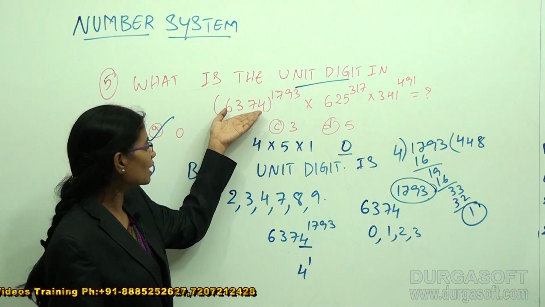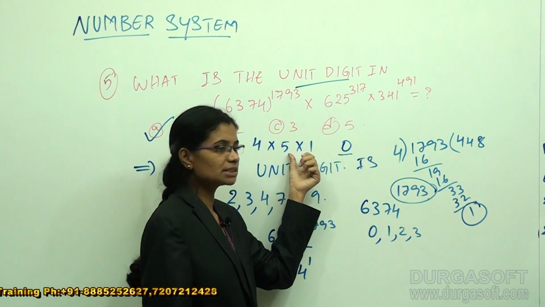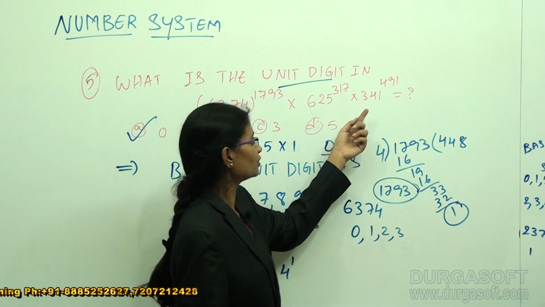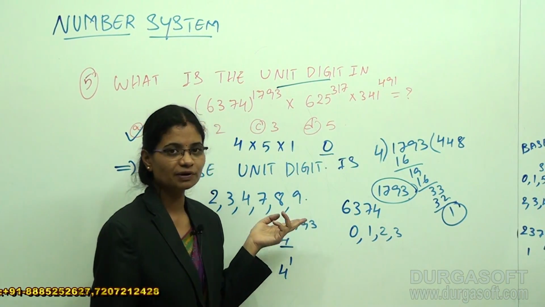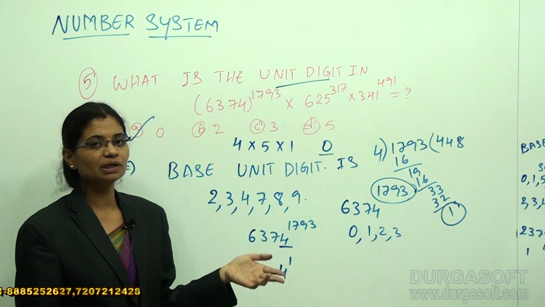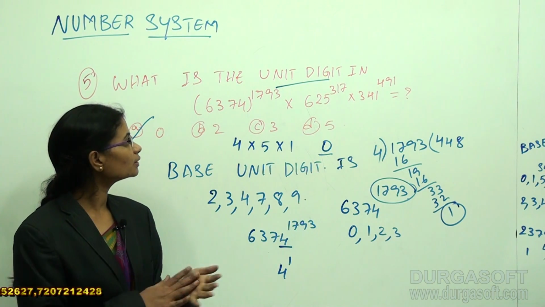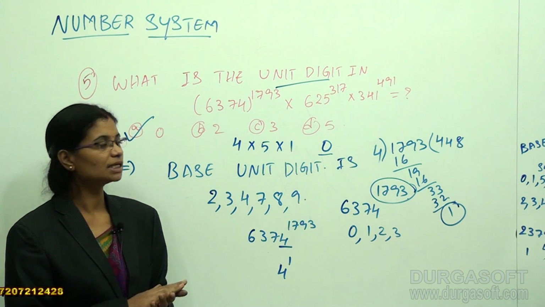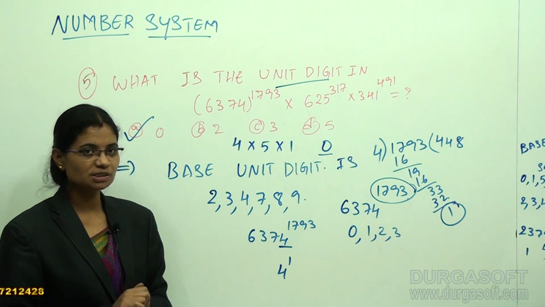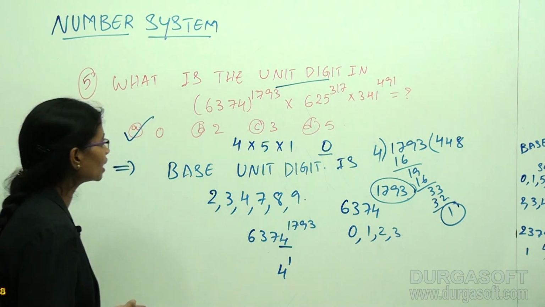So for this value I got unit digit as 4, for this value unit digit as 5, and for this value unit digit as 1. So if you multiply, we are getting 20. In that 20 again the unit digit is 0, so my answer will be 0. So wherever you have to find out the unit digit value, you can follow this process instead of going for those long calculations. Let's go for another problem.